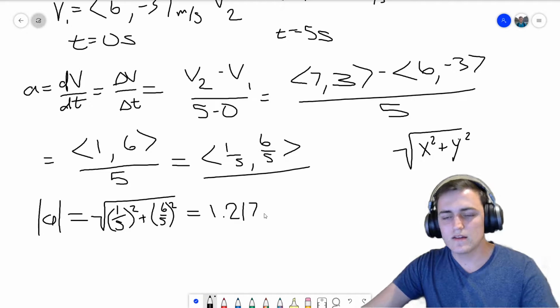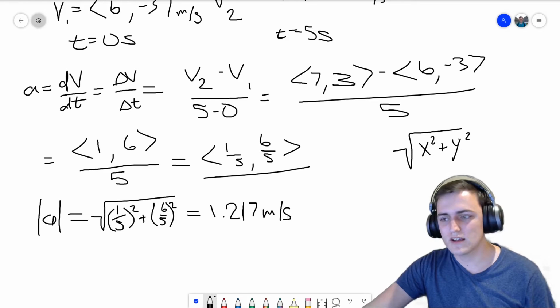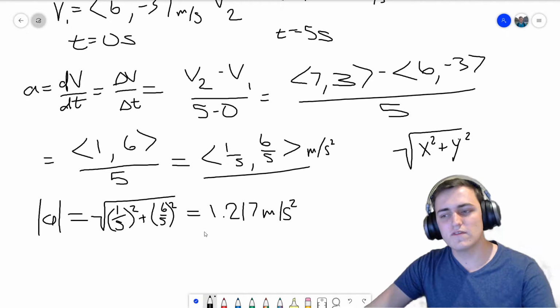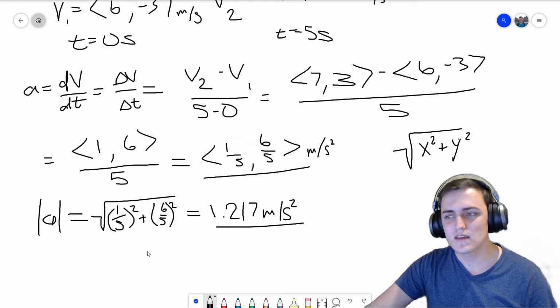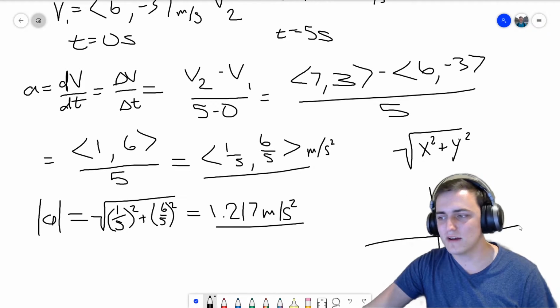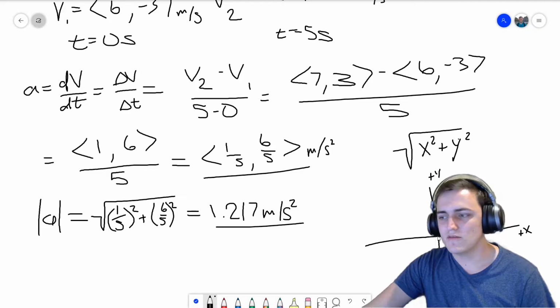1.217. What are the units of acceleration? Well, they are meters per second squared. We're going to go up and put those back there too. And we found the magnitude, but we don't have the direction, right? Well, if we were to plot this vector on an xy graph, positive x, positive y being in their normal directions, well, we would have an x of 1/5 and a y of 6 over 5.